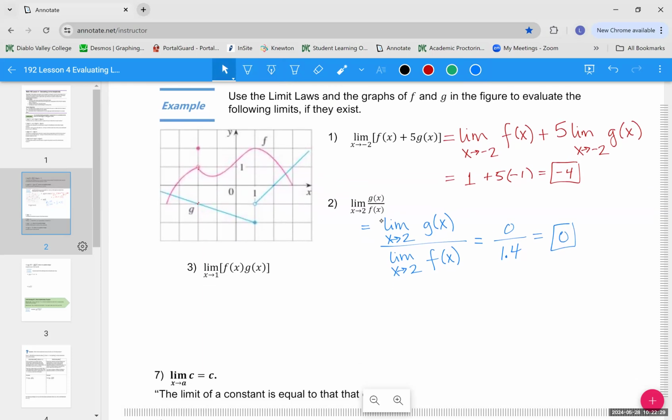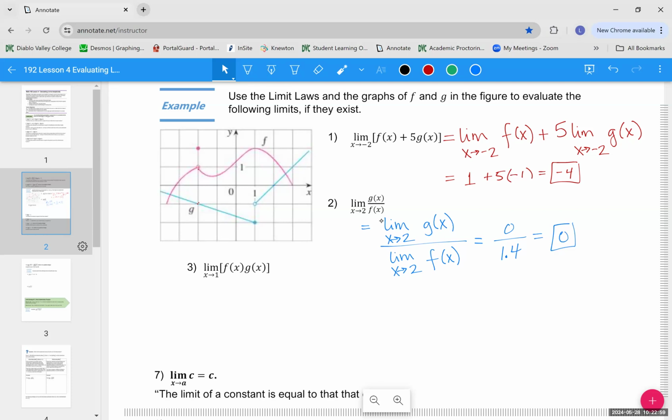And last but not least, we have a product. So I want to look at the limit as x approaches 1 of this product of things. If I just peek here at x approaching 1, I definitely have a single limit for f, but you can see that that is the point on the g function where the equation changes. And so I have a separate limit from the left and a separate limit from the right.